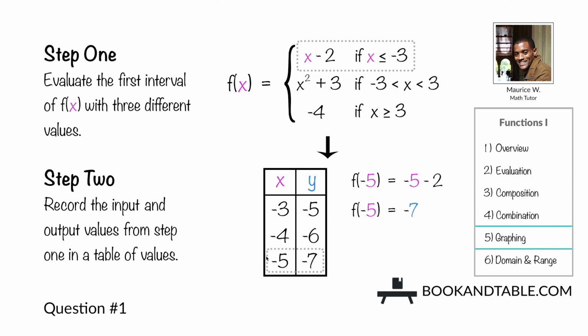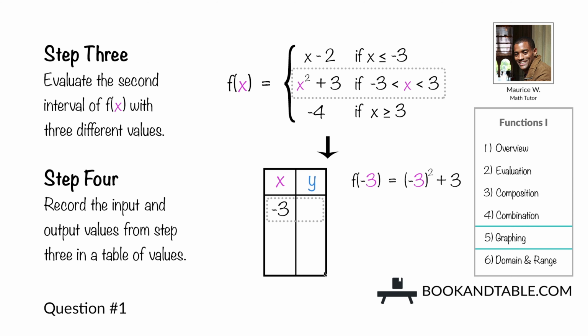And now that we have 3 points from this interval of the piecewise function, we can now work on the second table of values by evaluating the second interval of f of x with 3 different values. And then we will record the input and output values in a table of values.